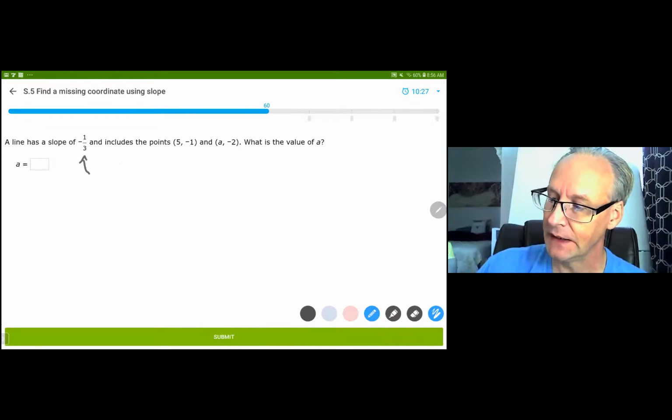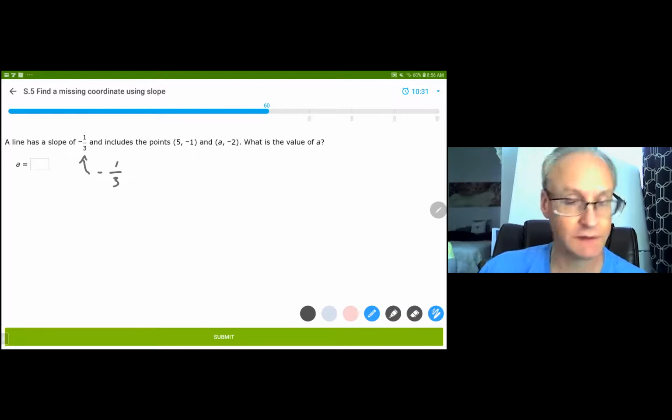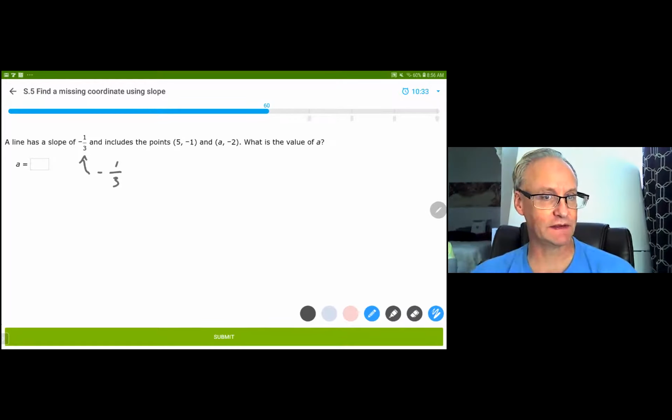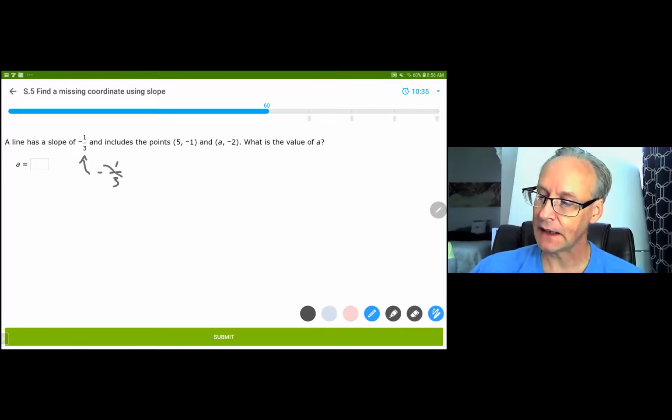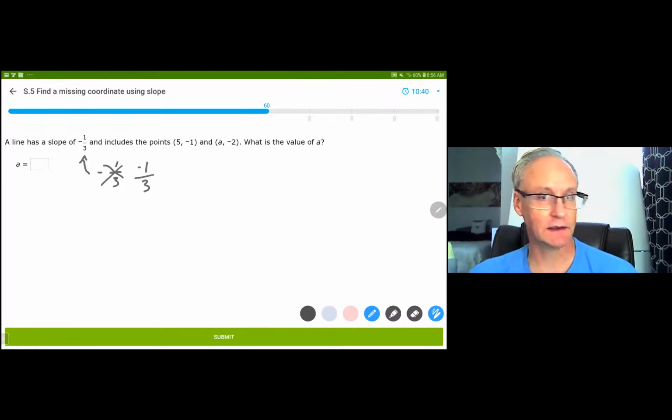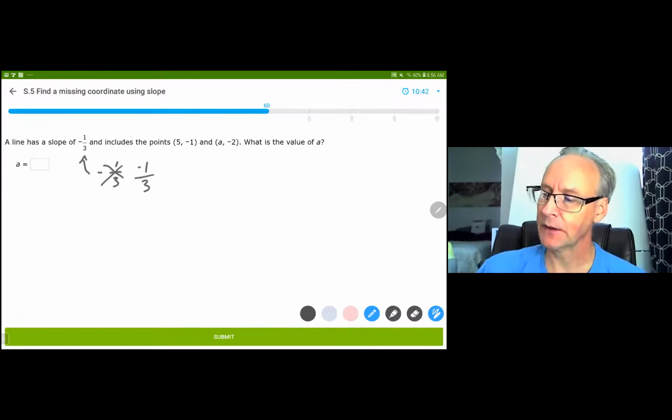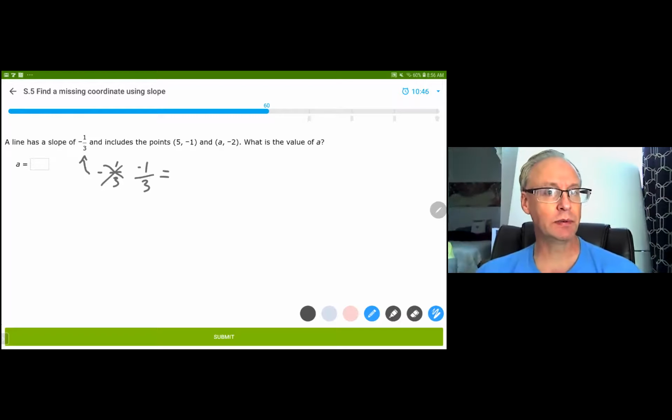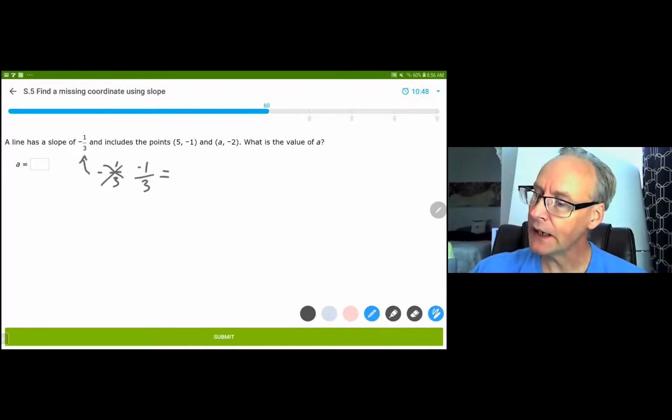So instead of writing this, which is the way it's written in a lot of textbooks because of the way they typeset the books, I don't like that. I would prefer to write it as -1/3, which is the same thing. It doesn't matter. It's just I like it better. So -1/3 is equal to, that's my slope, and it's going to be the change in y, which is -2 plus 1, which is -1, over a minus 5.